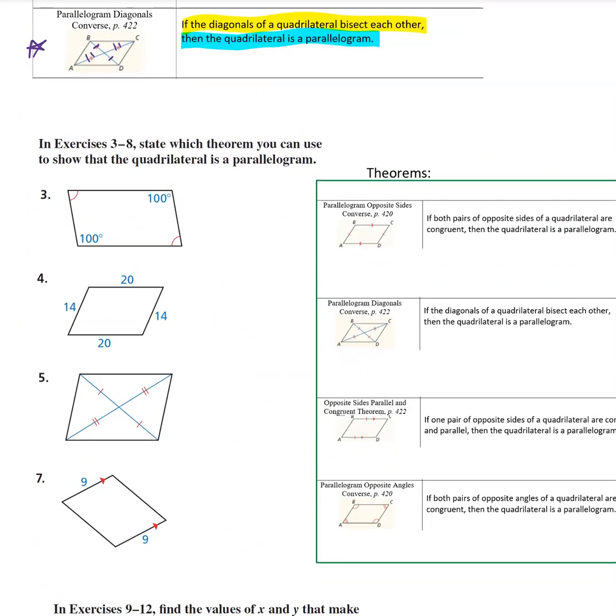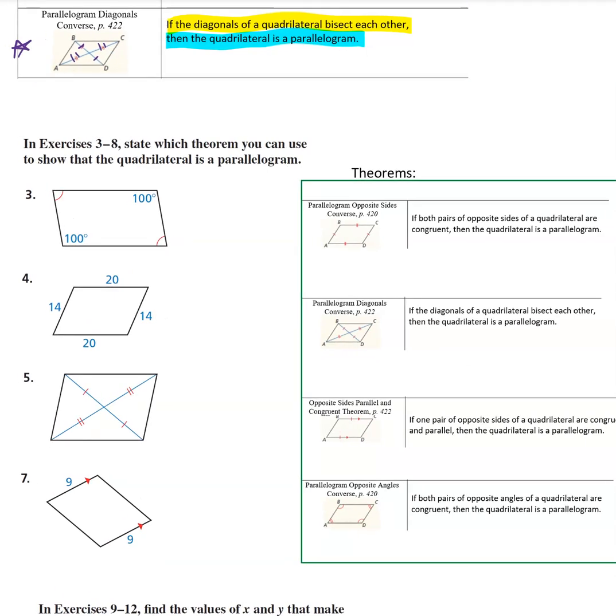Okay, the first thing this says is to state the theorem you can use to show that the quadrilateral is a parallelogram. So in picture 3, they show us that this angle and this angle are both 100 degrees, so they're congruent. And they tell us that this angle up here is the same as this angle down here. So you look at these theorems and ask which one says if the opposite angles are congruent, then it's a parallelogram? That's this one down here at the bottom, the parallelogram opposite angles converse. So we could use it to prove that number 3 is a parallelogram.